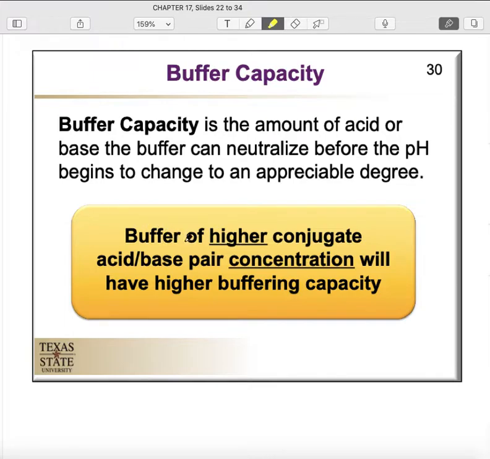And so for that reason, the buffer that has a higher conjugate acid-base pair concentration will have a higher buffering capacity. Basically, if you think about it, if you have more of those buffer components, then it's going to take more acid or more base to consume them, to use them up, right? So this is why having a higher concentration of those buffer components will give you a higher buffer capacity.